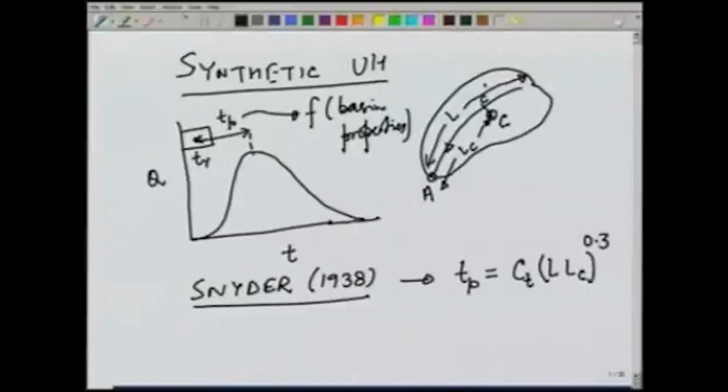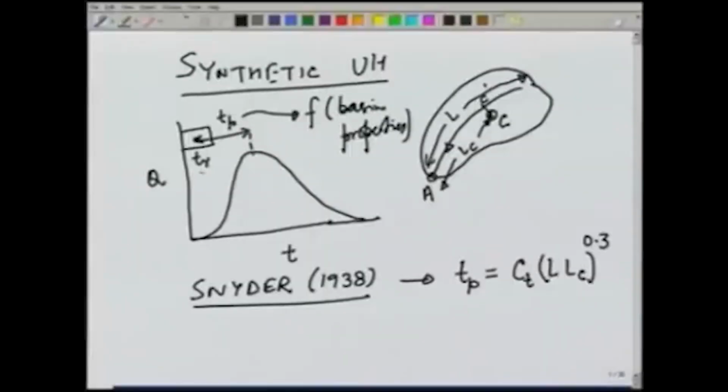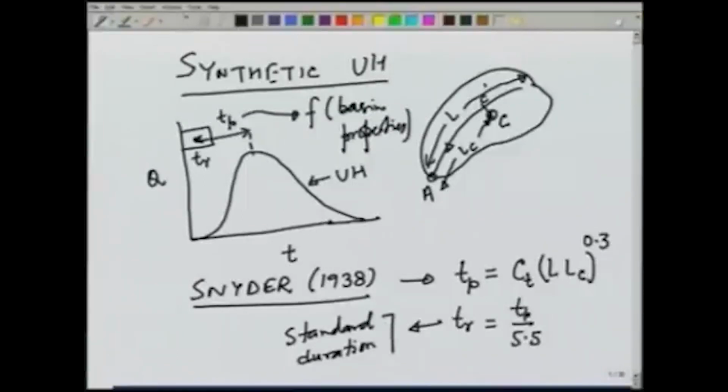So, for any catchment, if we know L and LC, which we can measure from the topographic map of the area, then we can find out for a hydrograph of duration TR, unit hydrograph of duration TR, which was related with the time to peak, as Tp over 5.5. So, this Snyder called standard duration of rainfall TR. And for this TR, the time to peak will be given by this equation.